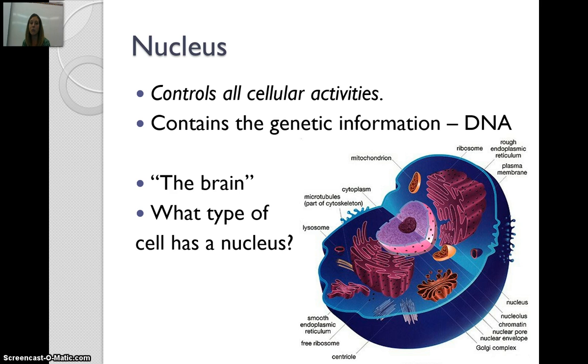The nucleus is the most important organelle of all in a eukaryotic cell. This controls all of the cell's activities. We call it the brain of the cell. And that is because this is where you're going to find your genetic information. And that genetic information, DNA, is what carries the instructions for life. So eukaryotic cells are going to have a nucleus. Animals and plants on your little list there.